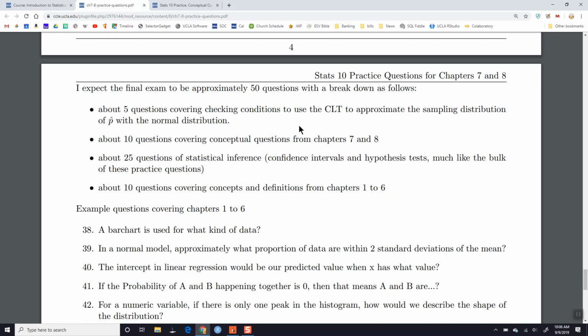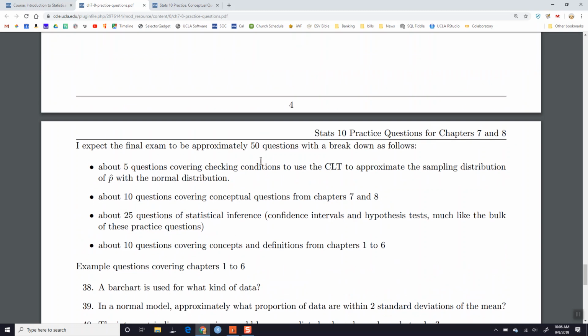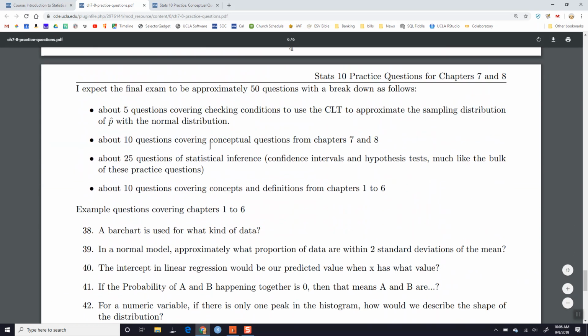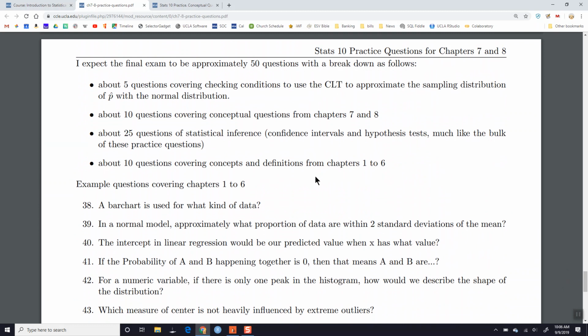Okay, and then you'll have about 10 questions or so covering conceptual topics from chapters 7 and 8, and we'll spend some time reviewing that. We have to go over the conceptual ideas. And then you've got 25 questions of statistical inference, which is very similar to the questions that I've put in the packet there. And then questions covering concepts and definitions from the entire quarter, okay?